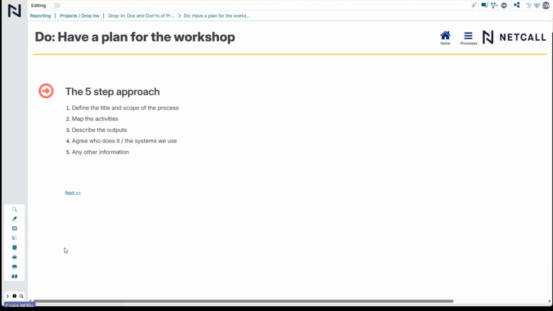Okay, so next up, we've got another do. And again, this is a really useful one for me. This is something that I learned years and years ago and have used time and time again. But this is all about having a structure for your workshop. I've called it have a plan for the workshop. Having done your prep, making sure you know what process it is, having your start and end point, got your key stakeholders, your process purpose, this is then about how do you structure the conversation, control the workshop, manage the ebb and flow of the conversation.